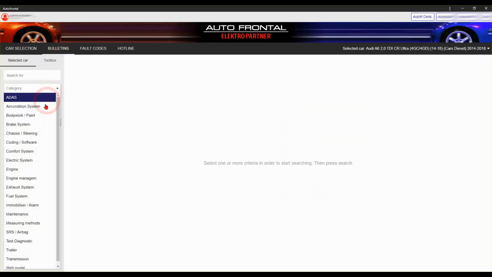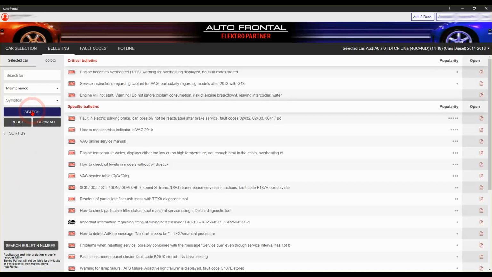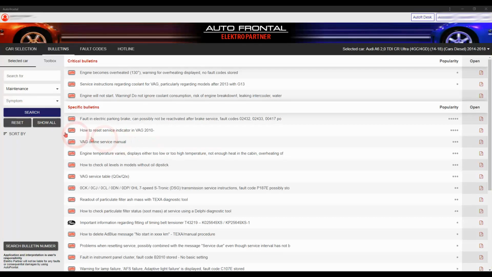Select the category Maintenance and click Search. You now see all the bulletins that relate to maintenance. At the top you can see the bulletins marked critical. As a default, the bulletins are sorted by popularity. It is always nice to know what information most workshops need on the specific vehicle. Let's try and sort the bulletins alphabetically.